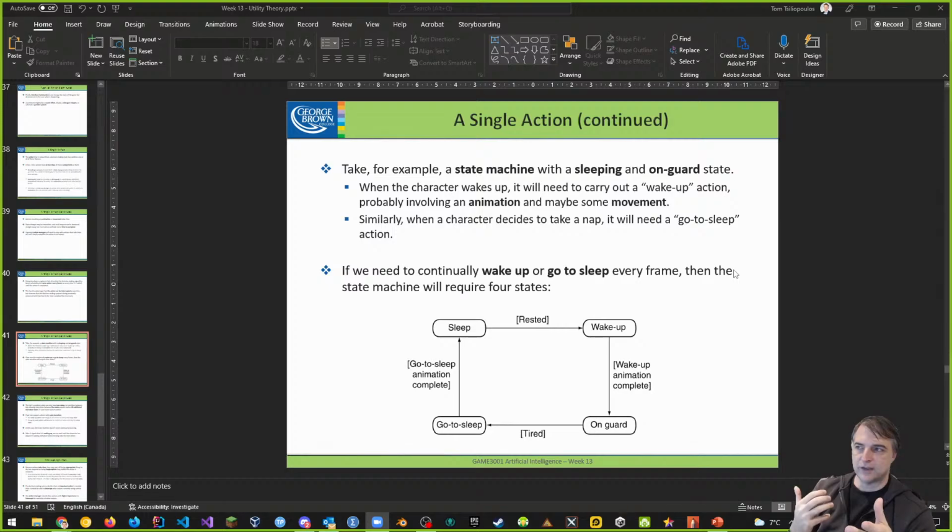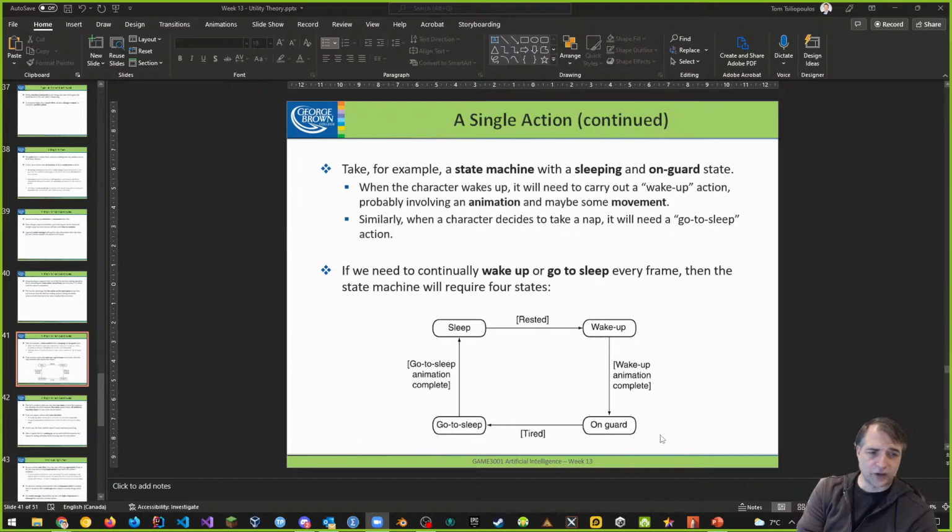Similarly, when a character decides to take a nap, go to sleep, it will need a go to sleep action. And if we need to continually wake up or go to sleep every frame, the state machine will then require four states. So I have a sleep and go to sleep action. And once I'm rested, that's the condition, it's going to transition me from sleep to the wake up state, right? And then in the wake up state, when the wake up animation is complete, I'm going to go to the on guard position.